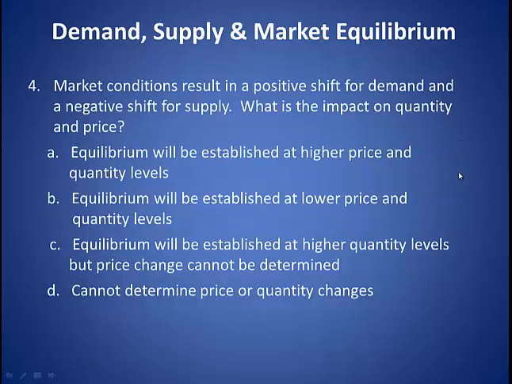Okay, let's take a look at number 4. Market conditions result in a positive shift for demand and a negative shift for supply. What is the impact on quantity and price to achieve market equilibrium? So again, stop your video, do your analysis, make your choice, and when you're ready for the answer, go ahead and restart the video.